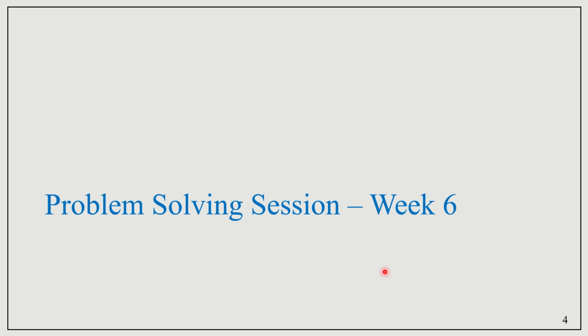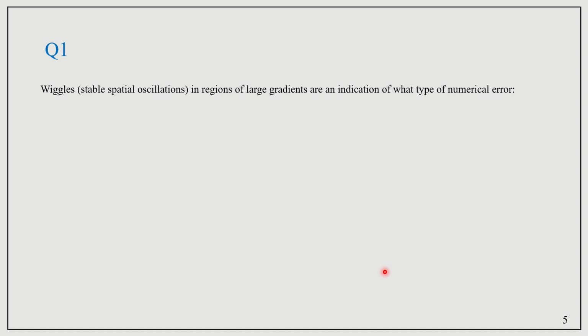Now we will go on to the week 6 problems. As in previous classes, we have almost 20 problems. We'll solve them step by step as we move on. The first question is about wiggles: stable spatial oscillations in regions of large gradients are an indication of what type of numerical error?